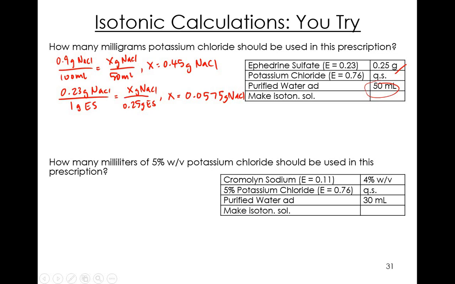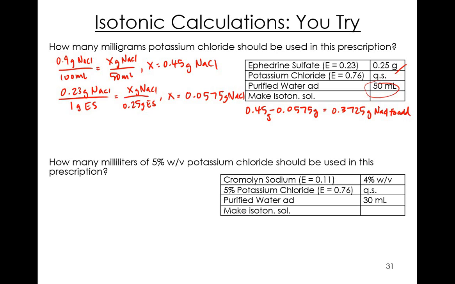Okay, so the amount of NaCl that we would need to add is 0.45 minus the contribution from the ephedrine sulfate, and that will give 0.3725 grams NaCl to add.